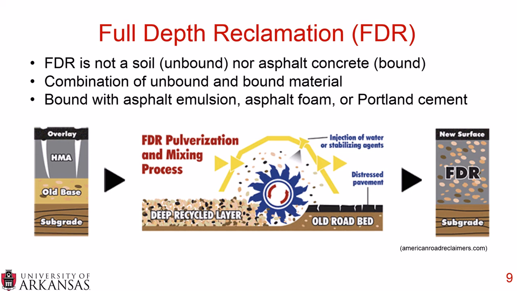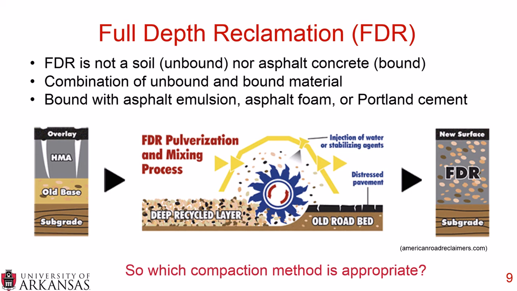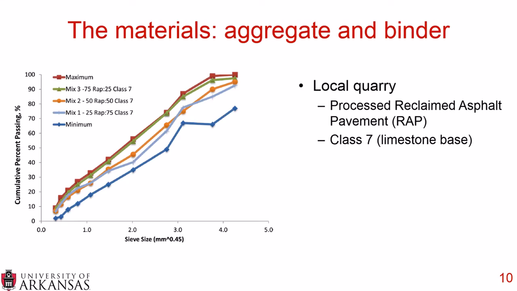So you can see FDR is not a bound material. It is not an unbound material. It's not asphalt concrete. It's not soil. It's what is typically called a semi-bound material. And what this paper looked at is which compaction method is most appropriate.